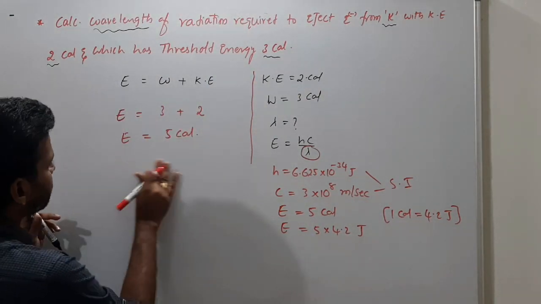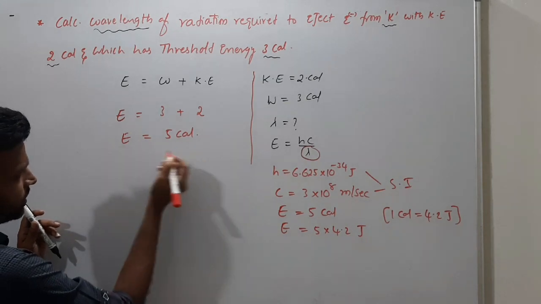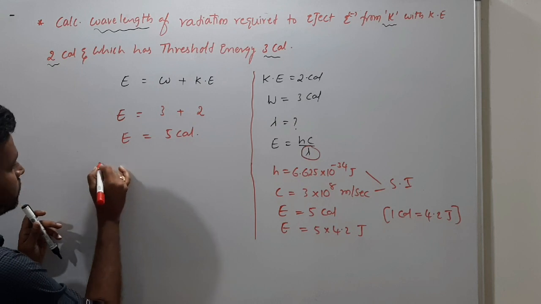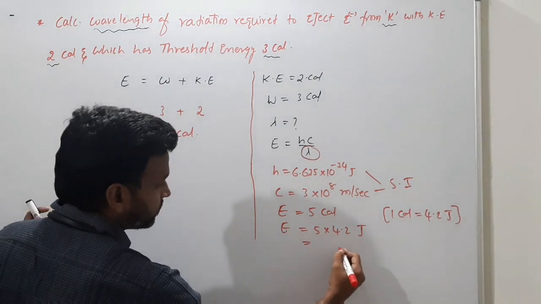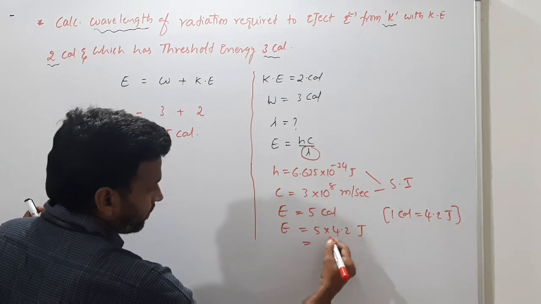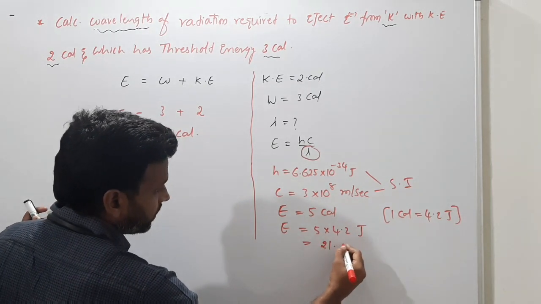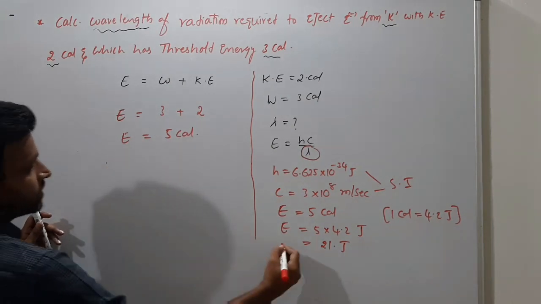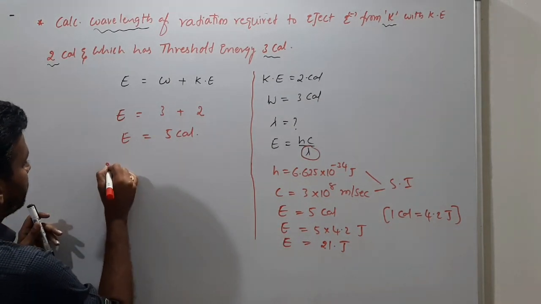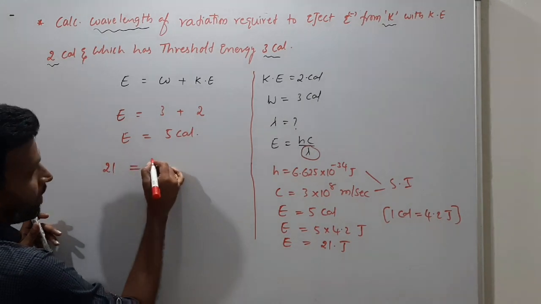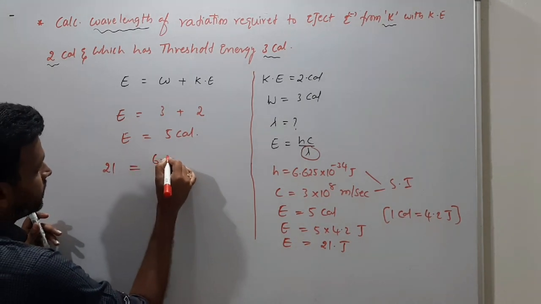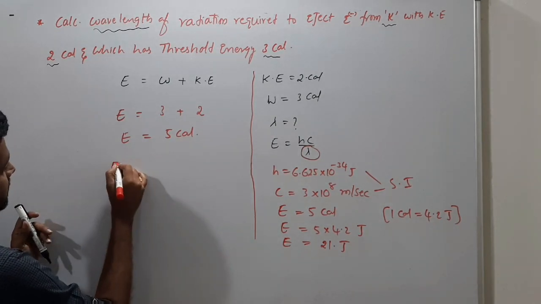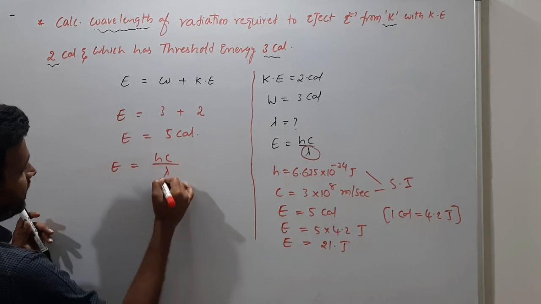Now if you substitute all these things here, what will the energy be? 5 into 4.2 is 21 joules. So the energy is 21 joules now. The energy formula you know now, that formula I will write first: energy E is equal to hc by lambda.